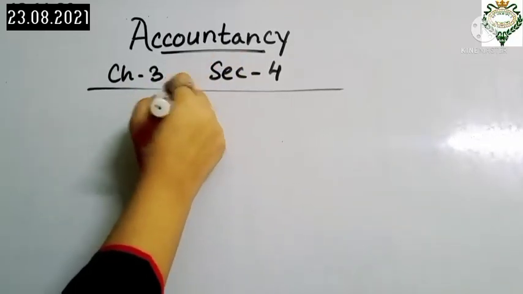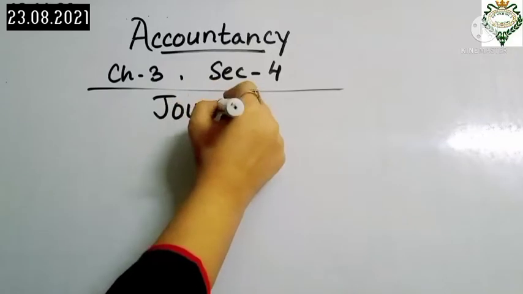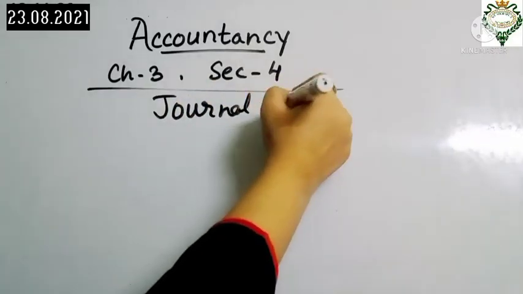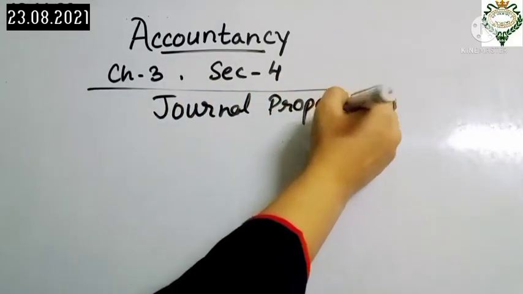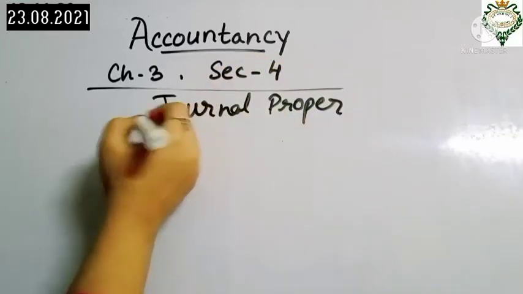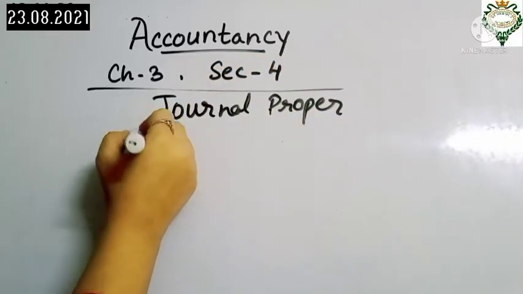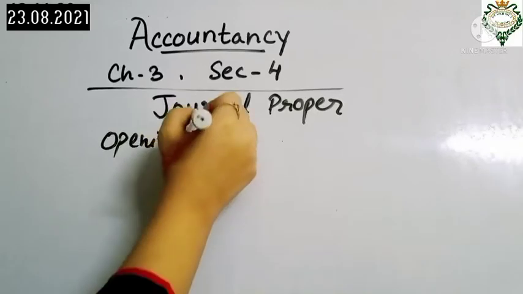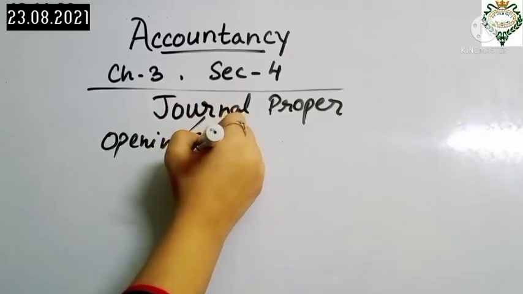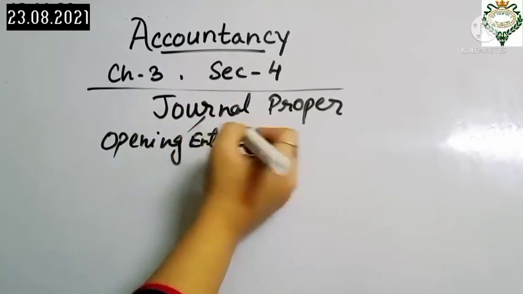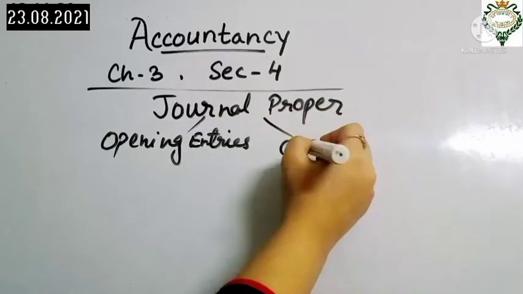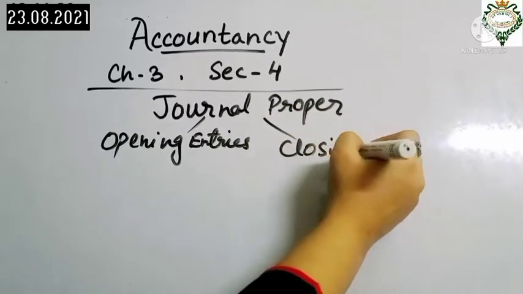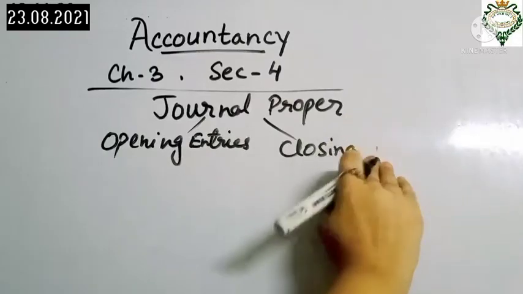In our previous classes, we have started journal proper. In our previous class, we have done the opening entries of journal proper. So today I am going to describe to you the closing entries, how to record the transactions of closing entries.